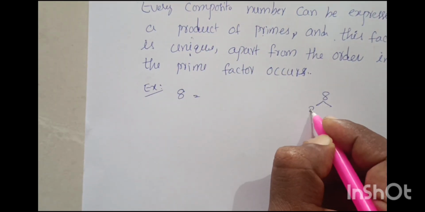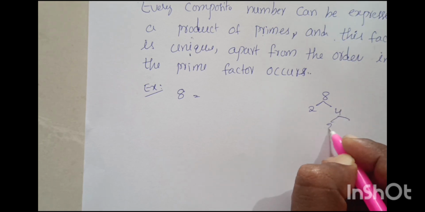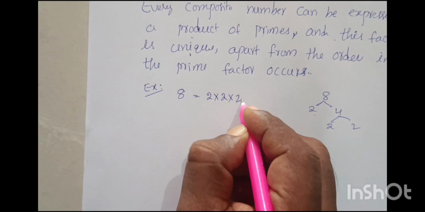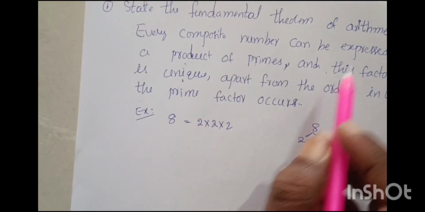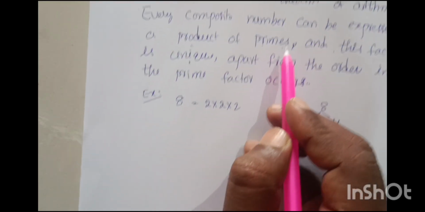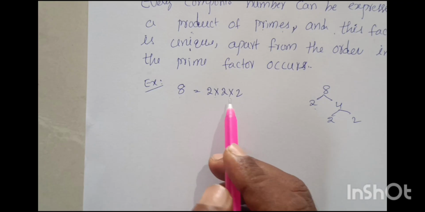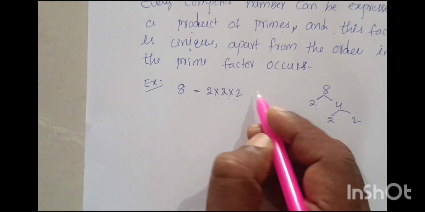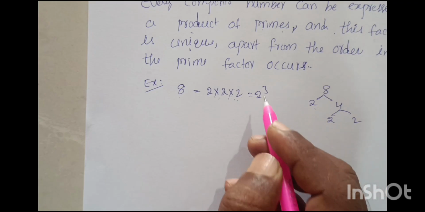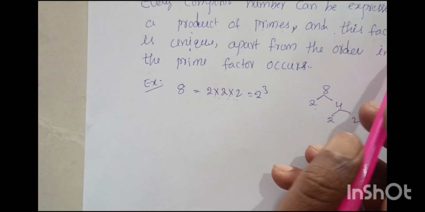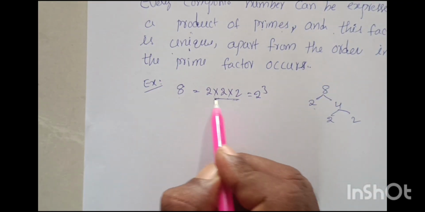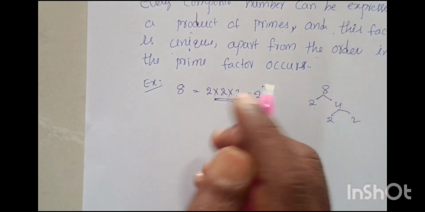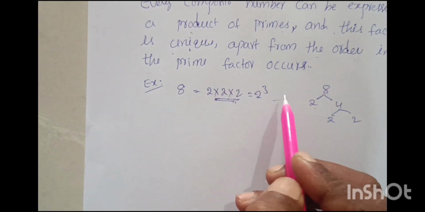So write 2 into 4, write 4 as 2 into 2, that means 8 is 2 into 2 into 2. This is a product of primes, therefore 8 is expressed as a product of prime numbers, therefore 2 into 2 into 2, in power form is 2 cube, and this is the factorization. It is unique apart from the order, so order is not important when writing the factorization.